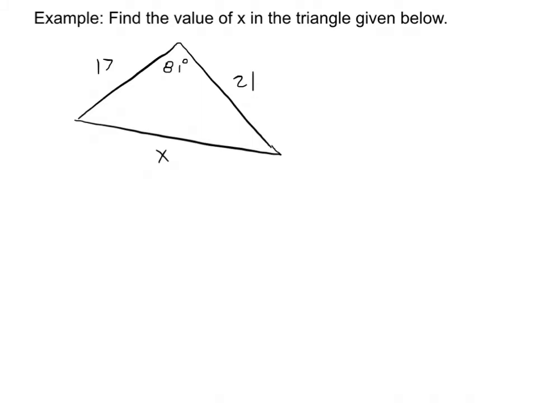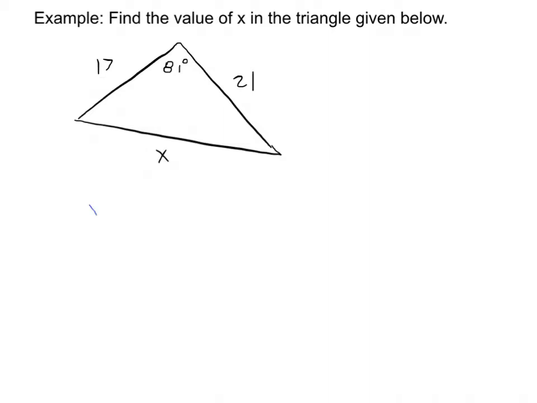So in this first example, find the value of x in the triangle given below. Note here, they're basically giving you two sides and the included angle. This is a side-angle-side triangle. They're asking you to find the side that's opposite from the angle. So this is going to be a really straightforward use of the law of cosines.